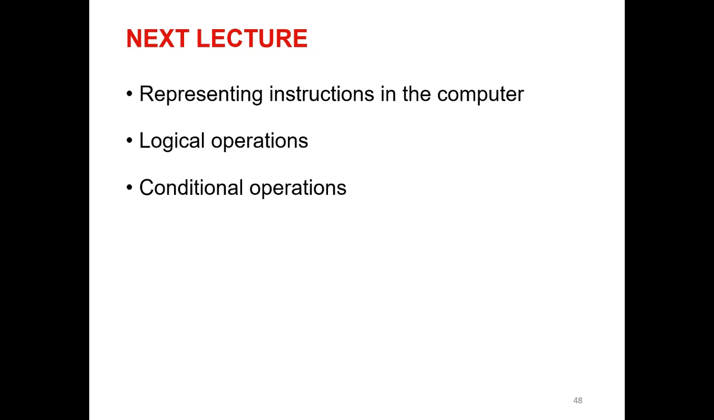In the next lecture, we will see how those instructions are actually represented in the computer, how these assembly code instructions are translated into binary machine code, into zeros and ones. We will also see additional operations called logical and conditional operations. Now I will try to answer some of your questions. So let me check.